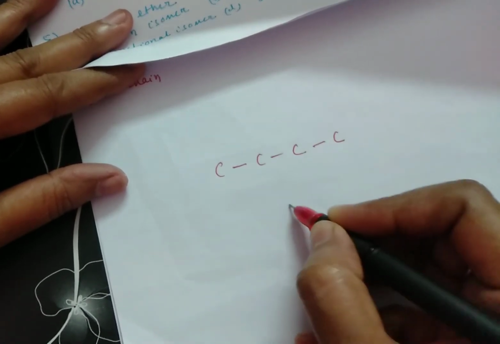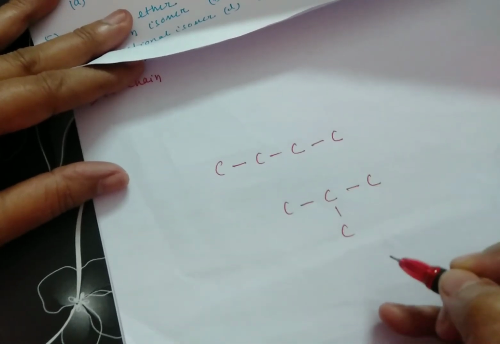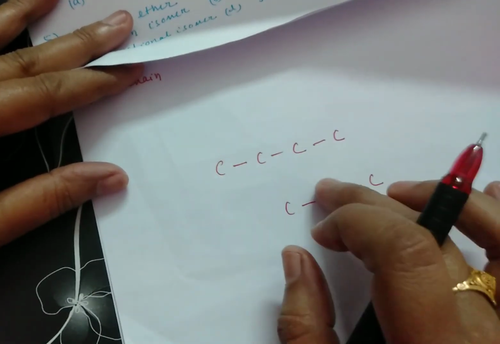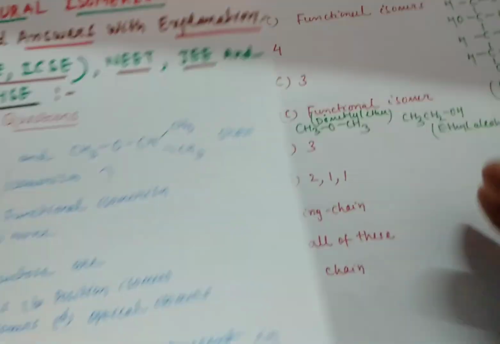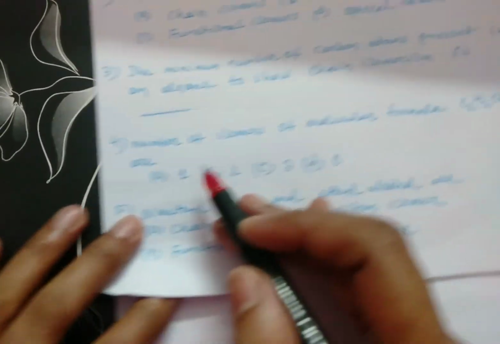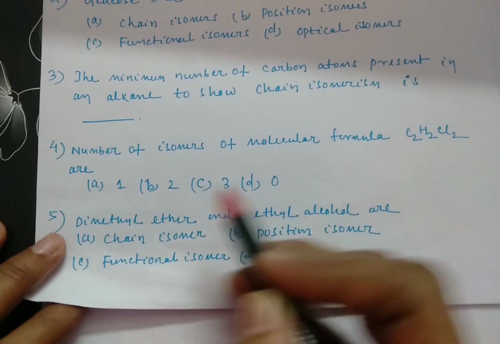If I write this is 4, 1 2 3, so this is the chain isomer structure. So minimum 4 carbons are required to form the chain isomer in case of an alkane. Okay, so the answer is 4. Now next is number 4, the number of isomers of molecular formula C2H2Cl2.